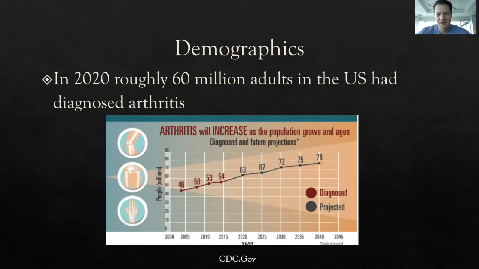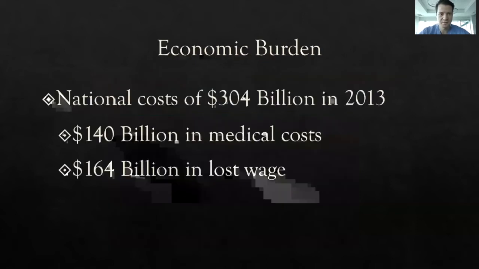And you can see on this graph that as time goes on, as this baby boomer generation ages demographically, the amount of people with arthritis in the United States is only going to increase.